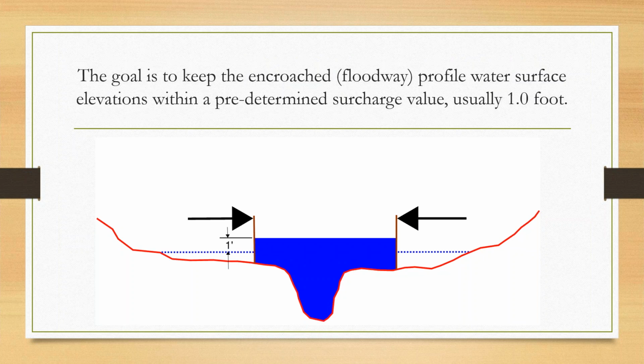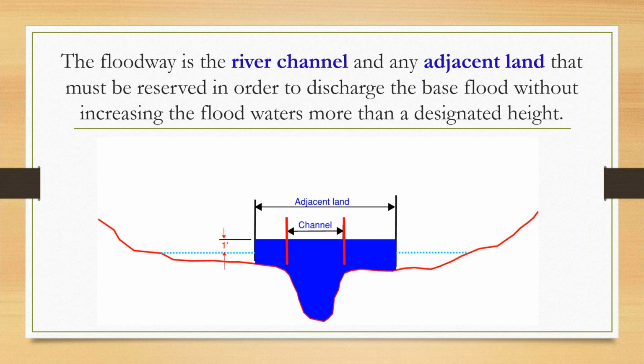We would encroach on each side of the channel. We would push the floodwaters together until the elevation of that 100-year storm is right at 1 foot higher than the 100-year storm event. So that is the definition: the floodway is the river channel and any adjacent land that we must reserve in order to discharge the base flood without increasing the floodwaters more than a designated height.